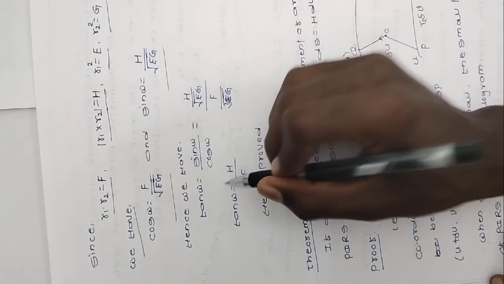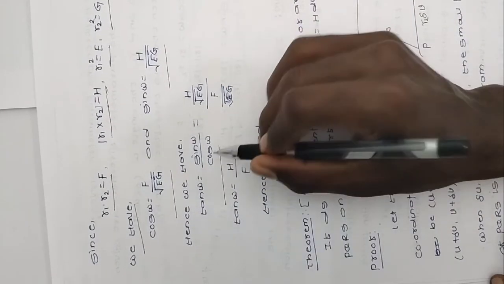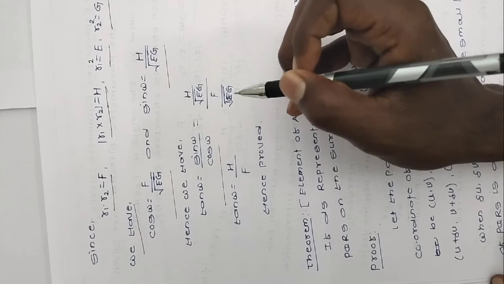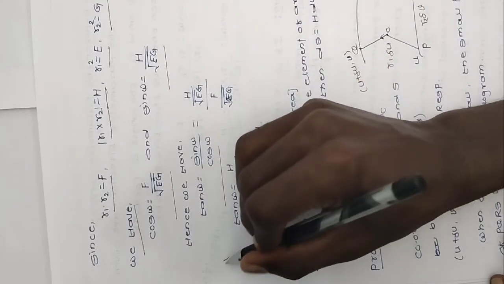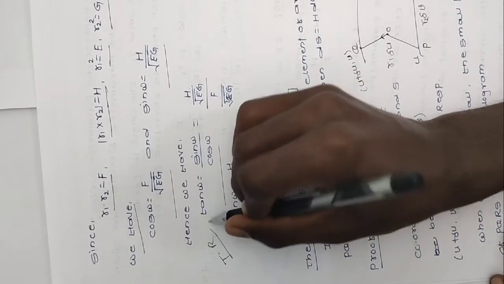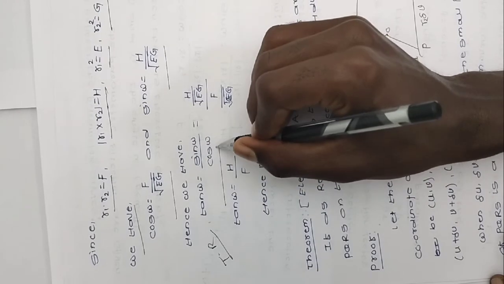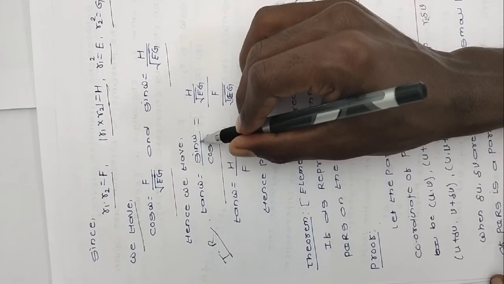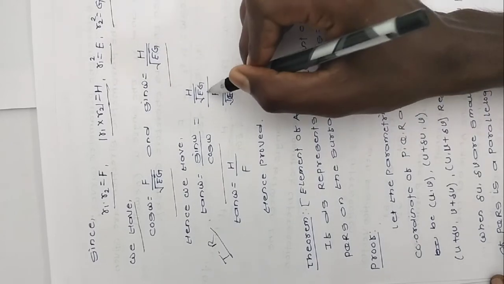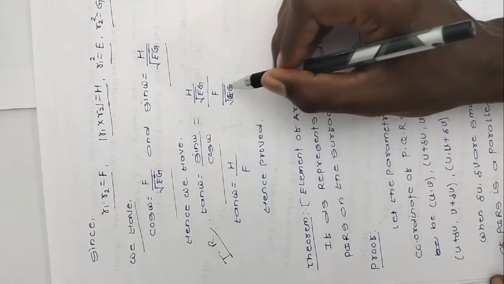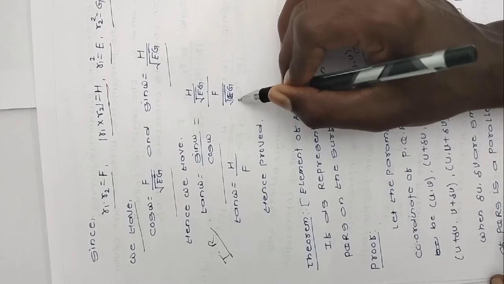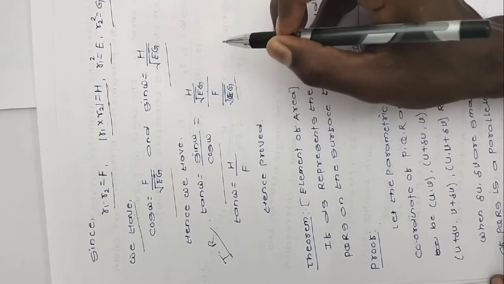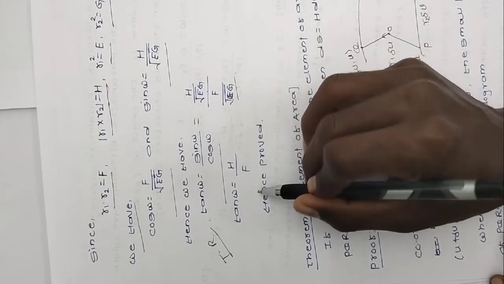Hence we have tan omega is equal to sin omega upon cos omega. It is a trigonometric relation. So I can put here the value of sin omega, H upon under root EG, and the value of cos omega is F upon under root of EG. So EG gets cancelled, tan omega is equal to H by F, and hence proved the result.